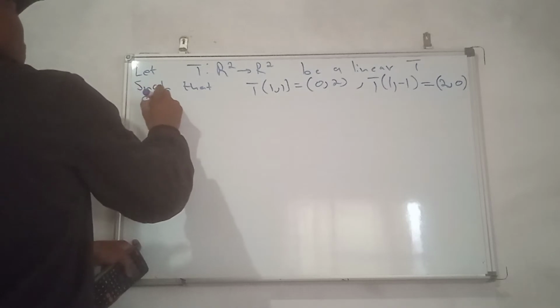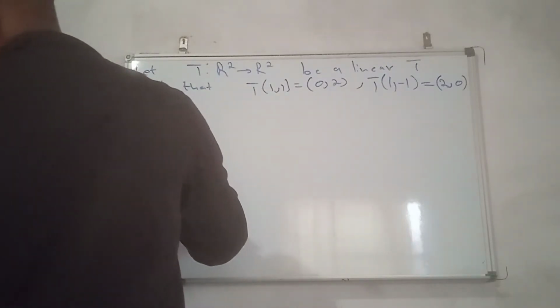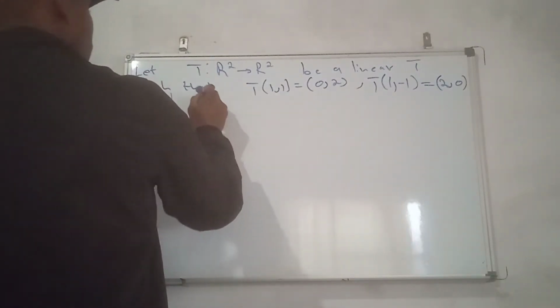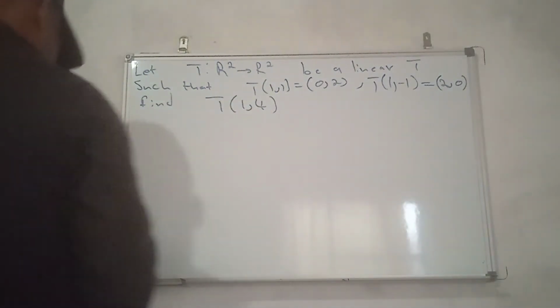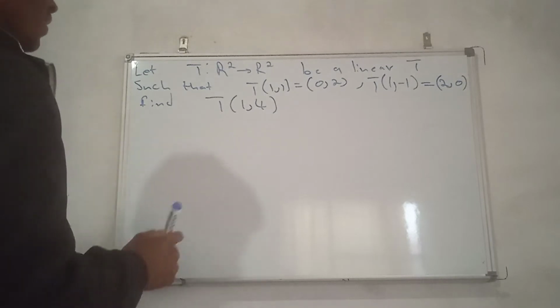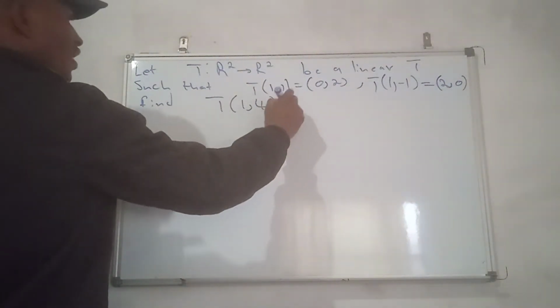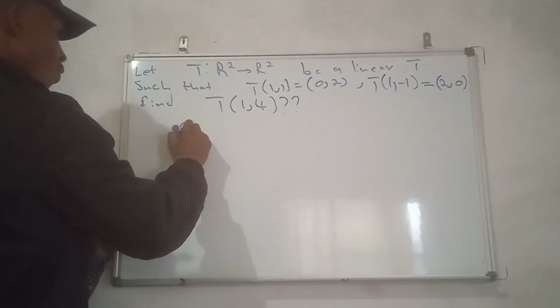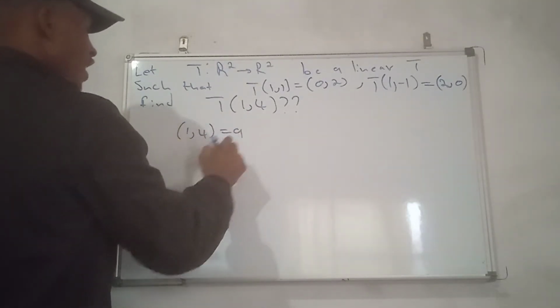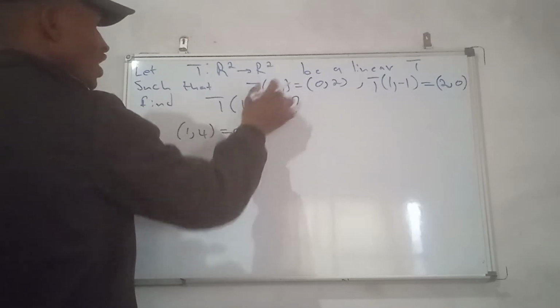Find T(1,4). They've given us something like this. So they are saying we should find this one. But this can be written as (1,4) equals A times (1,1) plus B times (1,-1). I'm going to take this part.